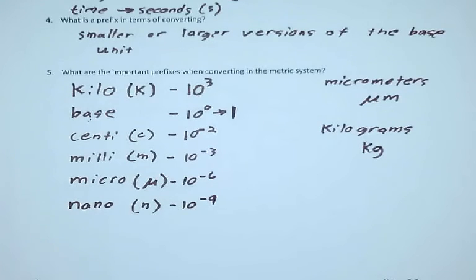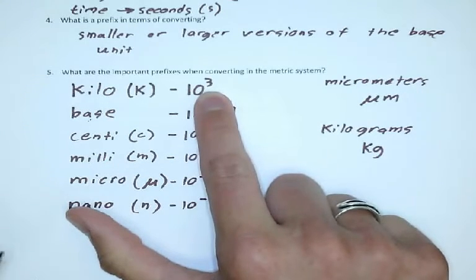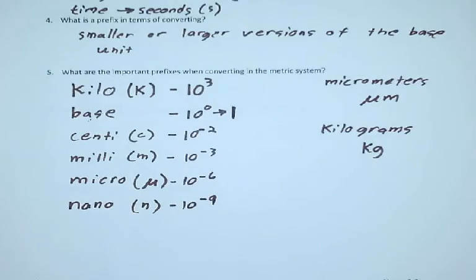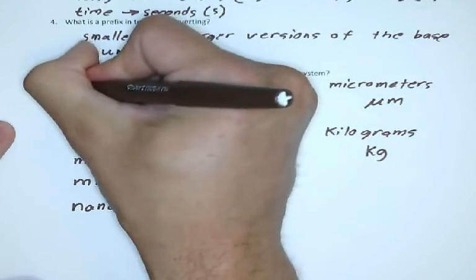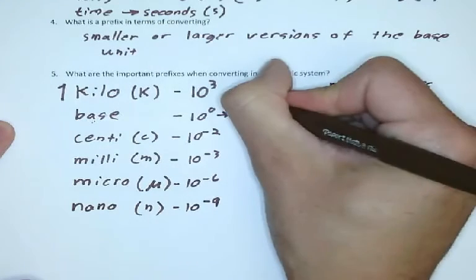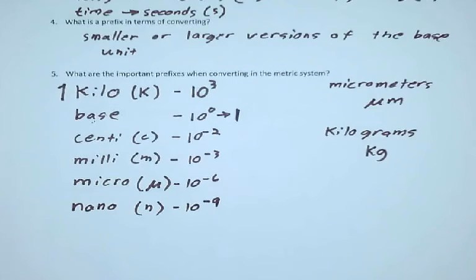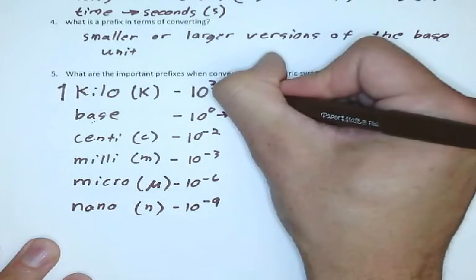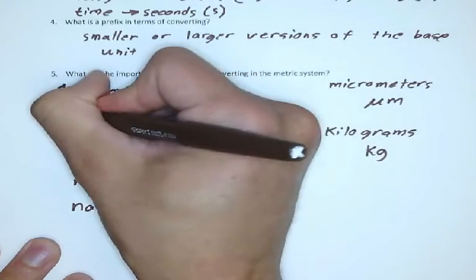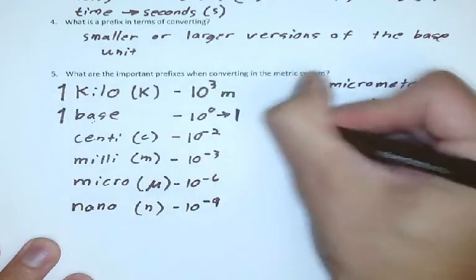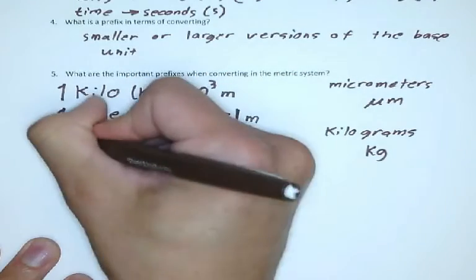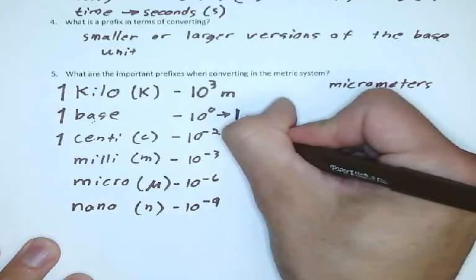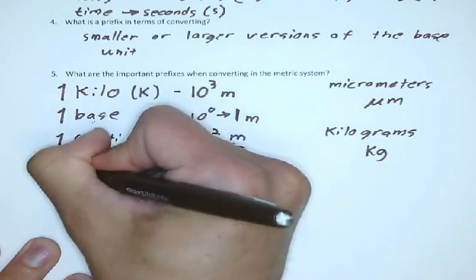Now here's the thing. It's 10 to the third what? How do these things relate? Well, 1 kilo gets 10 to the third base. And I'm going to go ahead and use meters as my example, but it works with grams and seconds. So this would be 10 to the third meters. 1 base unit, so 1 meter would be 1 meter. Shocker. 1 centi would be 10 to the negative 2 meters. And it goes on, so on and so forth.